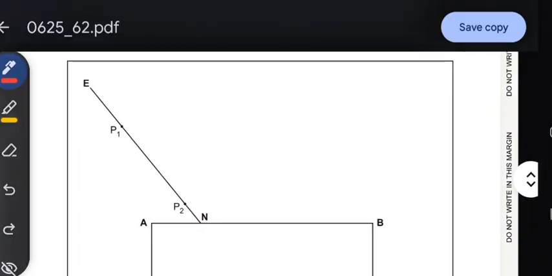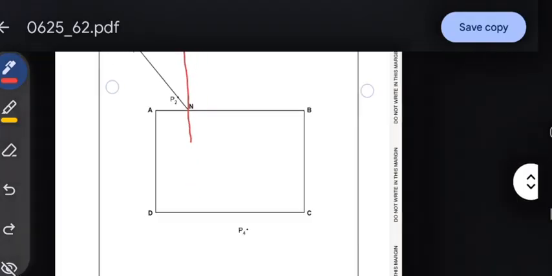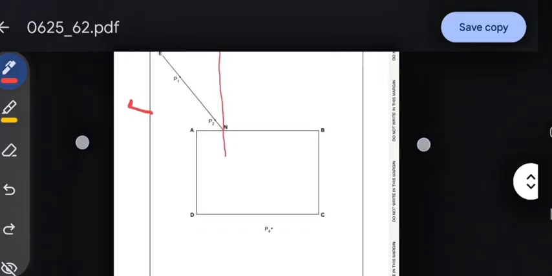Okay, so this is point N, right? This one is point N. So what you're going to do is just draw a straight line. I can't draw it straight, but make sure you all draw it straight. And it should be extending above AB.